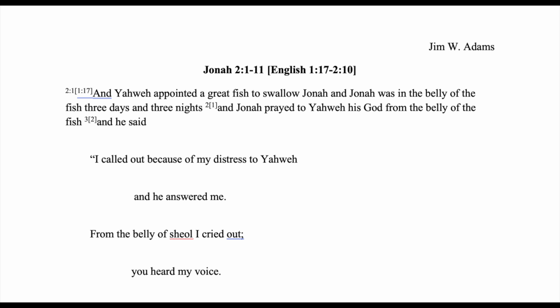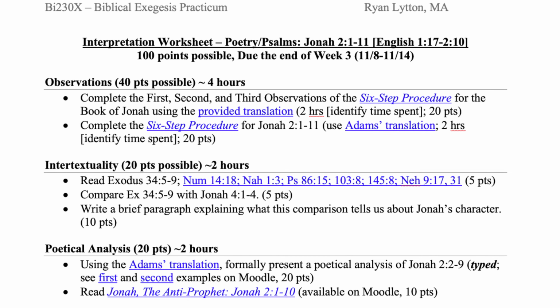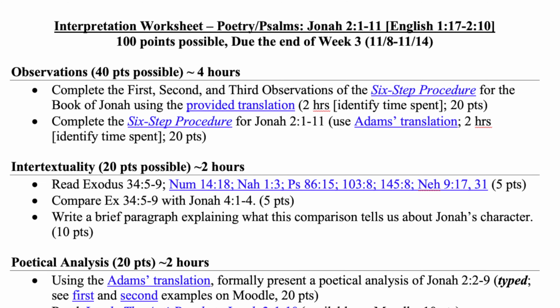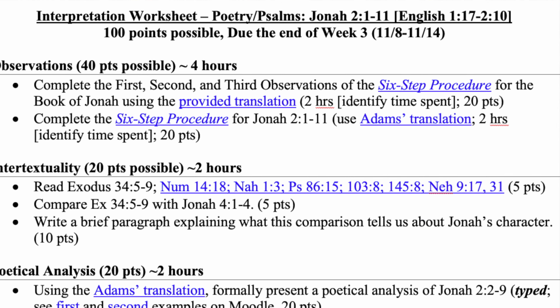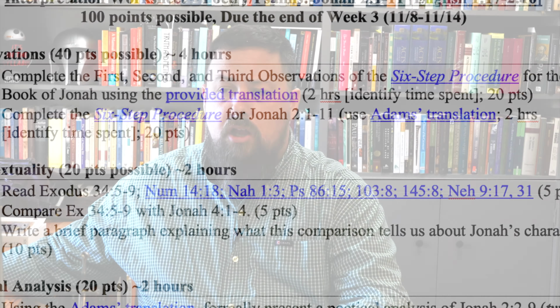But do the 6-step procedure on Jonah's prayer. And then last week we had intertextuality as extra credit. This week we're going to do intertextuality as a part of the project. And so what I want you to do is I want you to read Exodus 34, 5-9. And then you'll notice here I have a link that will take you to the passages for our intertextuality for the week, so that we don't have to look all of them up. And so I've got those all cut and pasted. And what we're shooting for here is specifically Jonah 4, 1-4 uses something from Exodus 34.